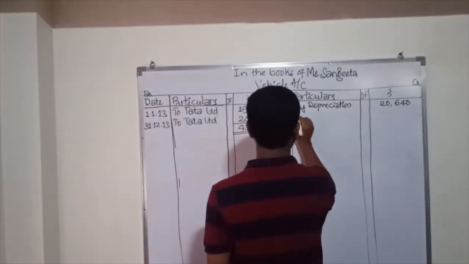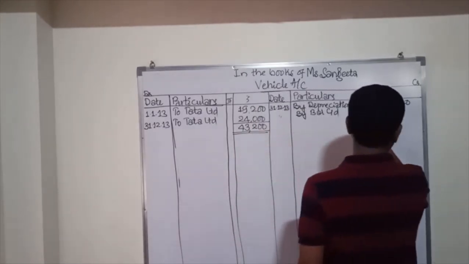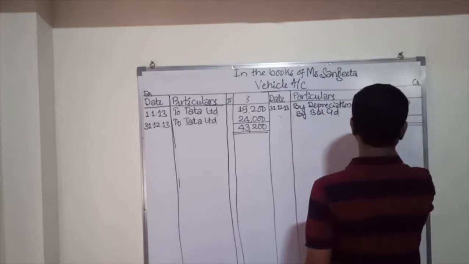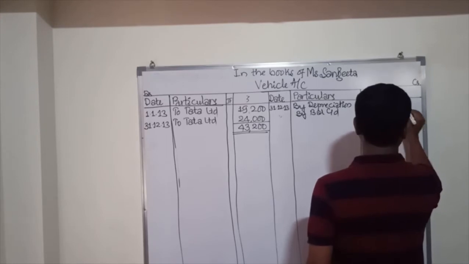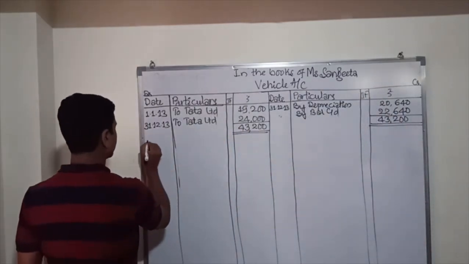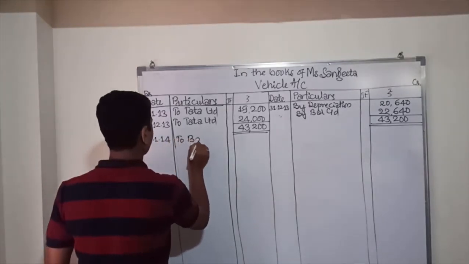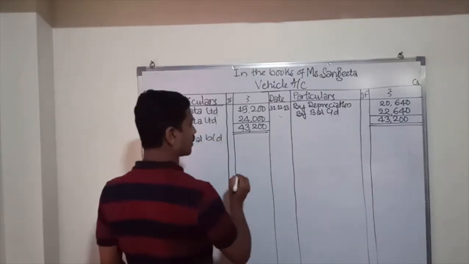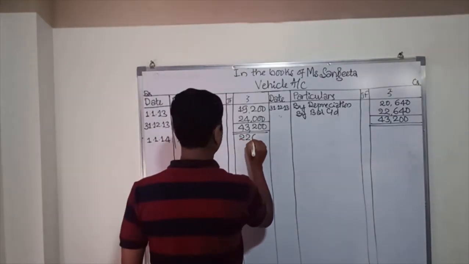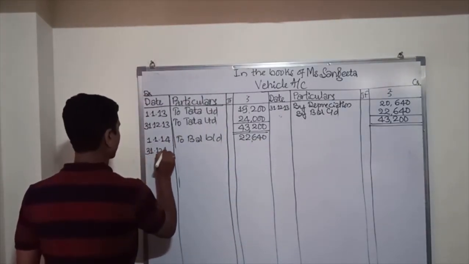So now let's do the balancing here on the same day. So by balance carry down. So let me write the amount here, 43,200. So let's find the difference here. 40 here, 6 plus 6, 12, carry 1. So 1 plus 2, 3. So 22,640. So this is brought down on 1/1/14. So balance brought down. So the same amount we should write here, 22,640. Then the second installment is due for payment on 31st/12/2014.